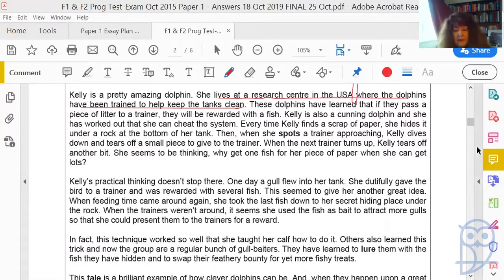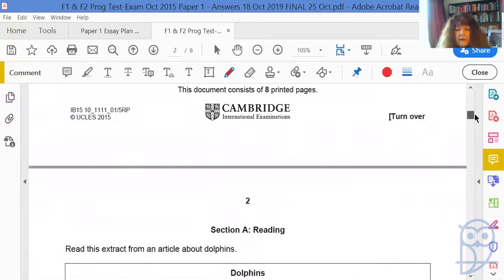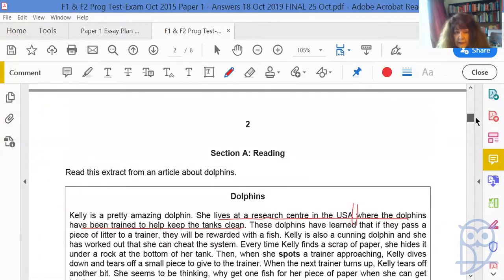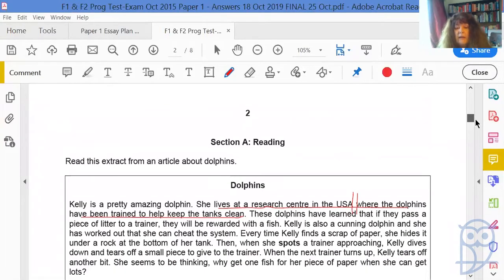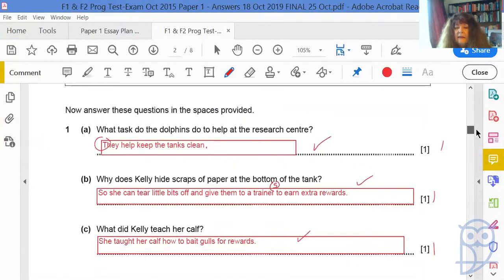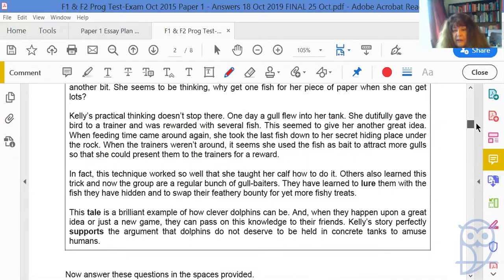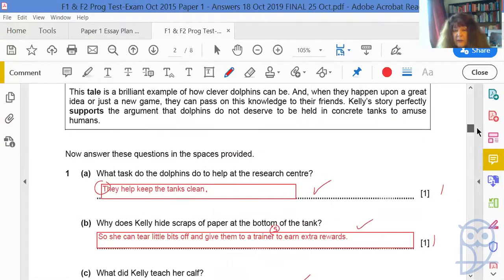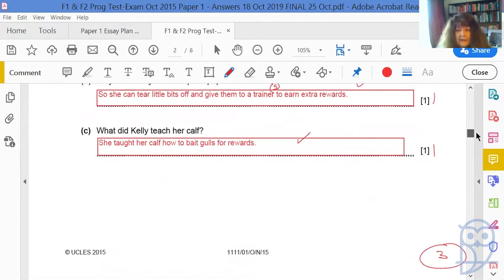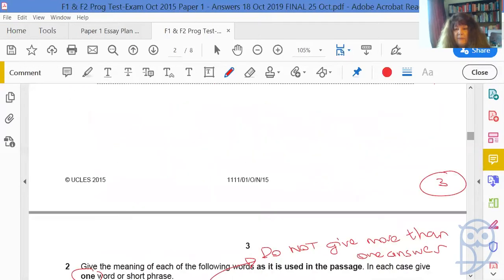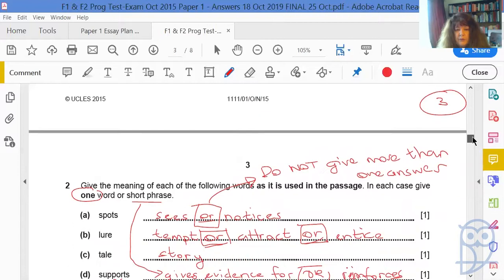Right, if you remember last time, paper 1 is going to begin with a comprehension. In this case, it was about dolphins, okay? And we discovered there were a couple of questions about the passage in question 1, which you should have been able to answer. Then we went on to a vocabulary question.